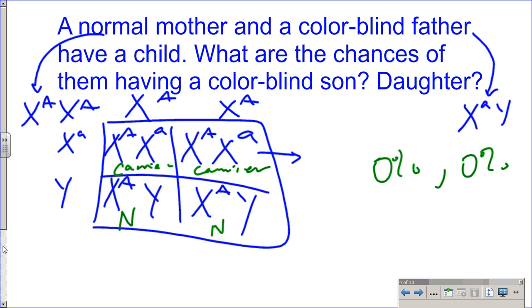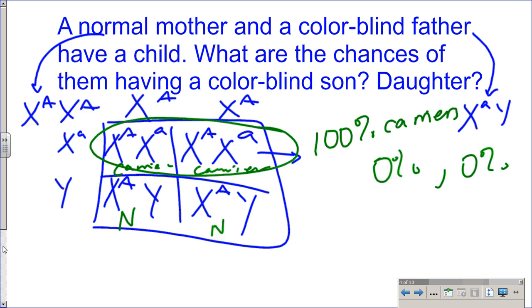What's the possibility of them having a carrier daughter? 100%. Because both of the daughters are carriers, so that would be 100% carriers. And so they would have the possibility of passing that allele on to their sons or daughters.